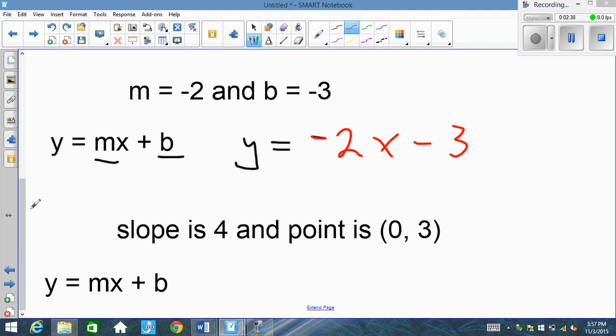Or you might be given the slope is 4 and the point is 0, 3. The point 0, 3 is the intercept point. So remember, if it starts with a 0, then 3, that is on the y-axis. So again, we would write y equals 4x plus 3.